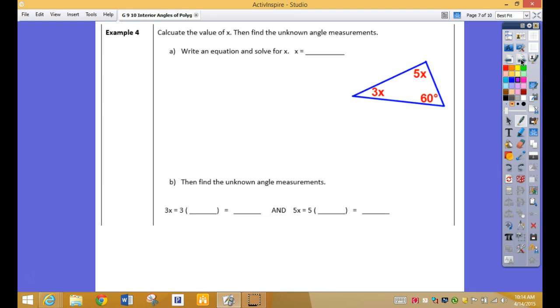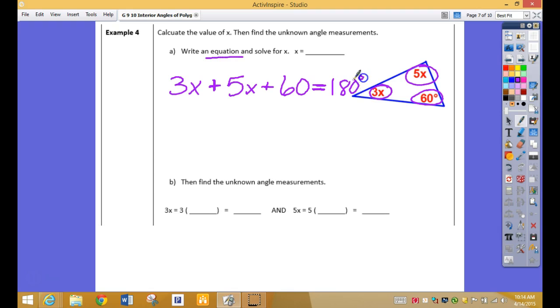Now, here they don't just give us simple numbers. We're going to throw the algebra in there. I have a triangle with 3x. They say write an equation, so you have to write the equation. So 3x, I'm going to add that to another angle, 5x, plus the third angle of 60 degrees. Am I done? No, it's not an equation yet. There's no equal sign. So you add those together and it equals, now it's an equation, what? 180. Draw your line.